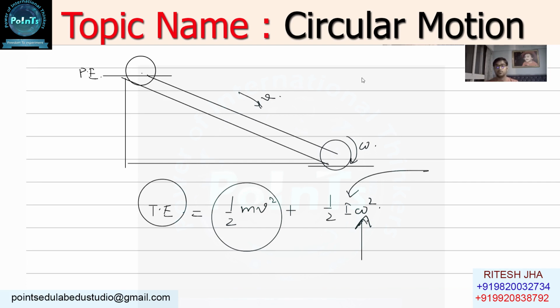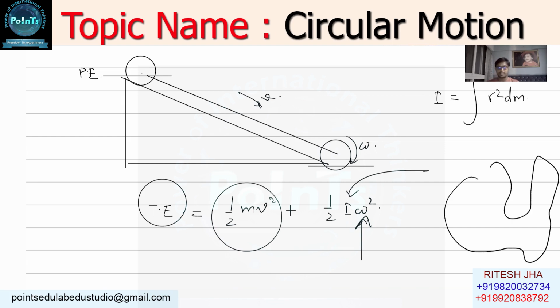But there is another way also. There is one more way, and that is that the moment of inertia is the integration of r square dm. In that irregular object, let's say this is the irregular object, what you can actually do is make a disk or a sphere kind of thing, and then you can check how far the entire mass is from the center.